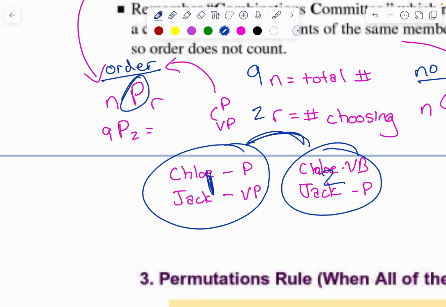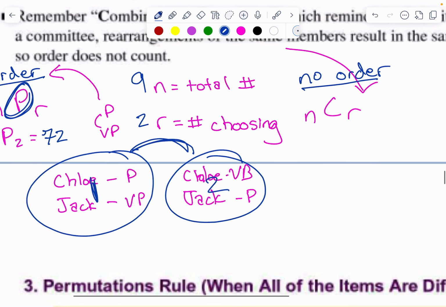So I always see P and I think president, the order matters. Permutation, the order matters, so 9P2. What is 9P2? Do you guys know how to enter that into your calculator? If you go 9 and you hit that P button, which is close to your factorial button, 9P2, 72. There are 72 different ways of ordering those.